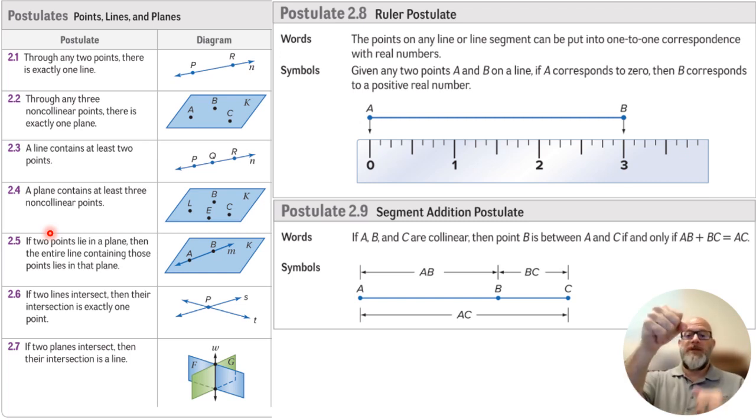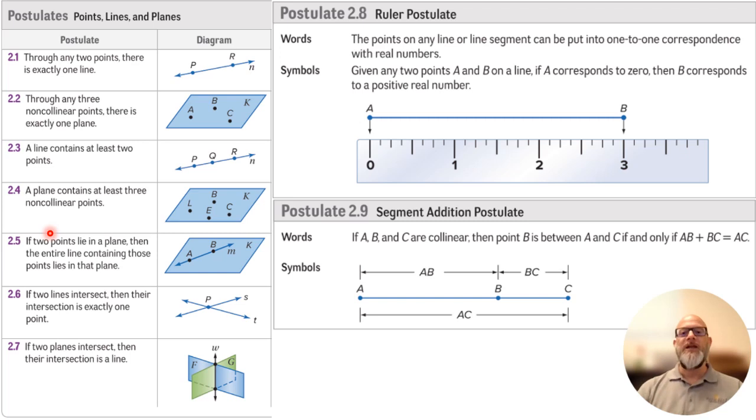Or if I had 3 points in space, like 1, 2, and 3, you could figure out where the unique plane would be. Or look at 2.6. If you have two lines that intersect, they intersect at a point. And 2.7, if you have two planes in space, they intersect at a line, right? Do you believe these are true? Yes, you do. At this point, you know them to be true, and they seem self-evidently true because they are.